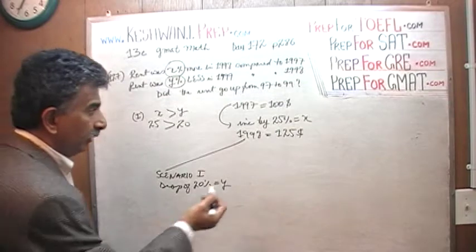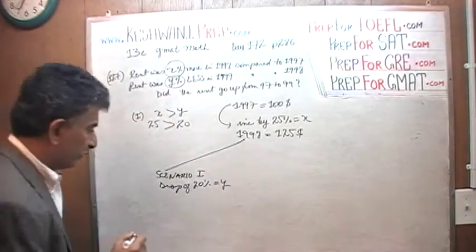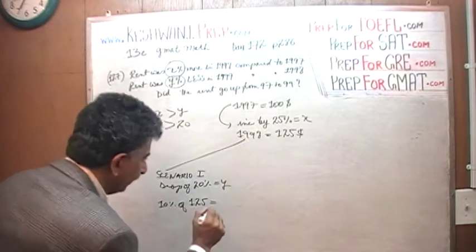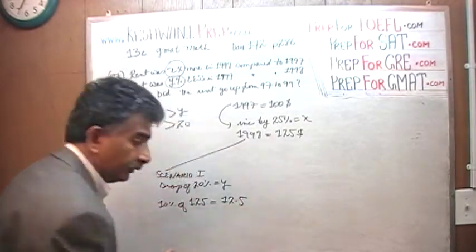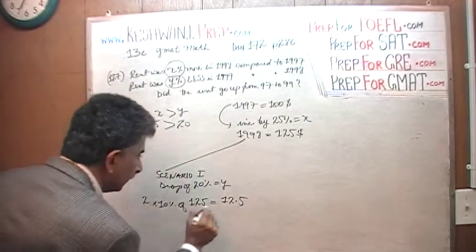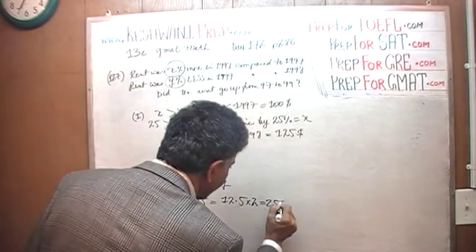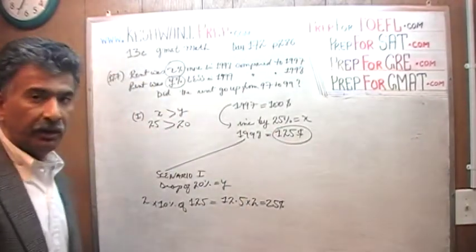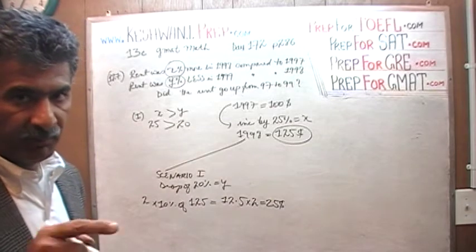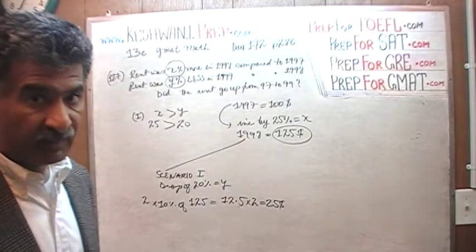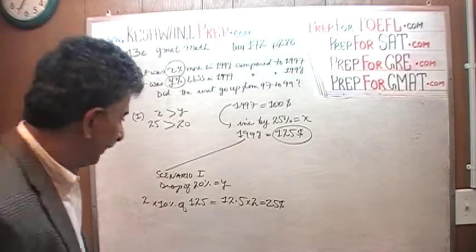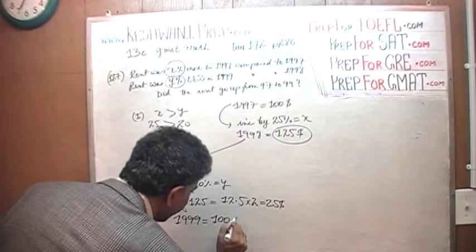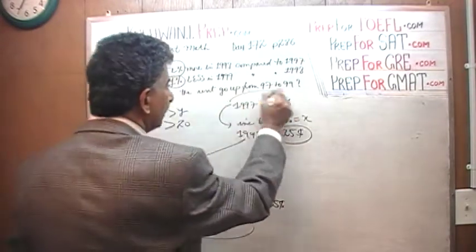A drop of 20%, what is 20% of 125? 10% of 125, we know, is 12.5. Therefore, 20% is twice as much, which is $25. So our rent was $125 in 98. It drops by 20%, which represents a drop of $25. Our rent at the beginning of 1999 would be $100. $100 is what we started out with.